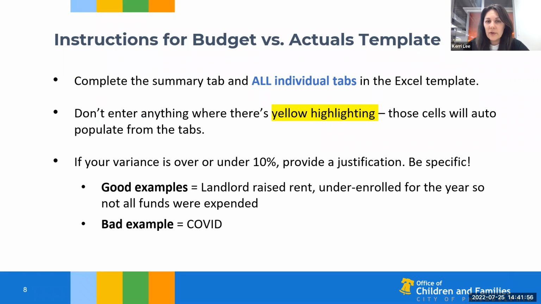What you're going to do for the budget versus actual template is complete the summary tab and then all the individual tabs in the Excel sheet. You shouldn't enter anything where there's yellow highlighting. Those cells will auto-populate from the tabs. And if your variance is over or under 10%, you're going to provide a justification. We hope that you're specific. Some good examples are the landlord raised your rent, or you're under enrolled for the year, so not all funds were expended. A bad example is just being vague and saying it's related to COVID.